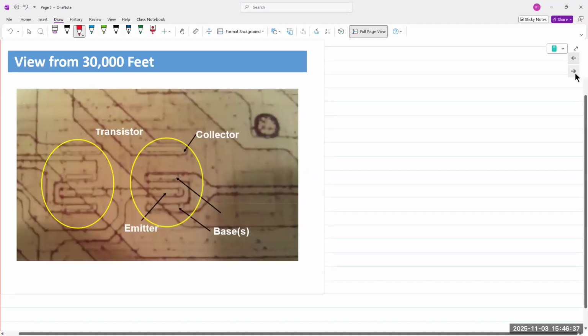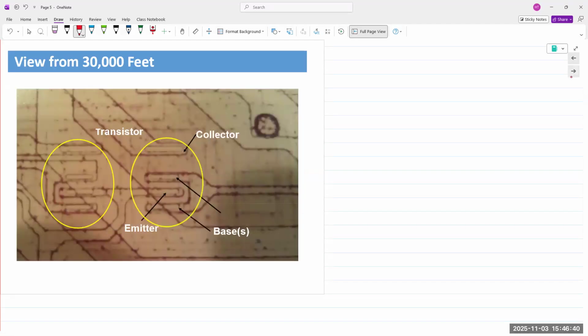Here again is a top view of an integrated transistor, a top view of a BJT on a silicon wafer. So we look at both the top and side views. For explanation purposes, we can use either or. For the most part, we do use side views. Just makes it easier.